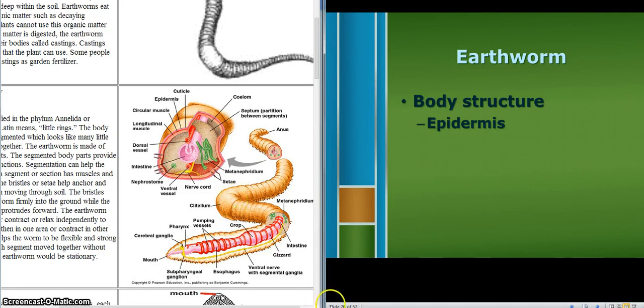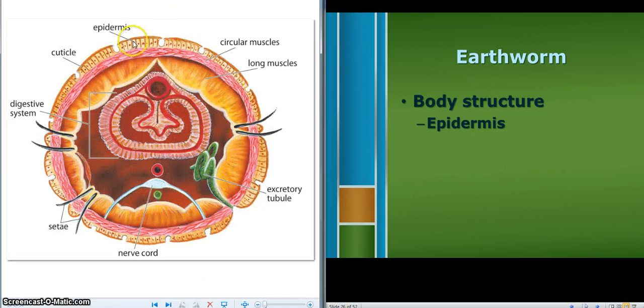The earthworm has an epidermis. Here we go. Here's an epidermis around the earthworm. That is to serve as protection for the earthworm. He's going to be exchanging gases, both carbon dioxide and oxygen, through his epidermis. And so the little pores there are very, very essential.